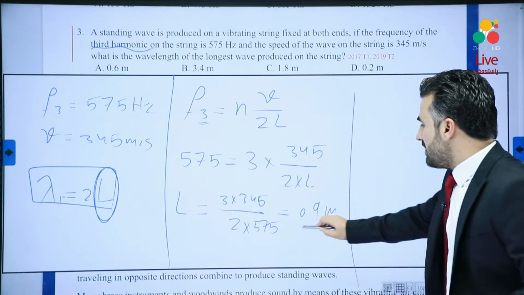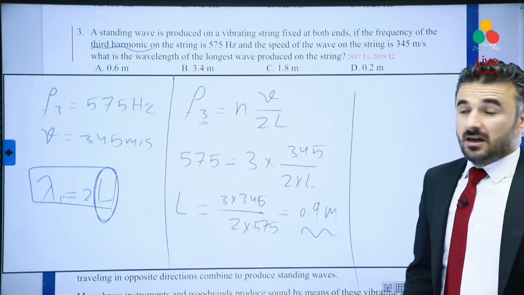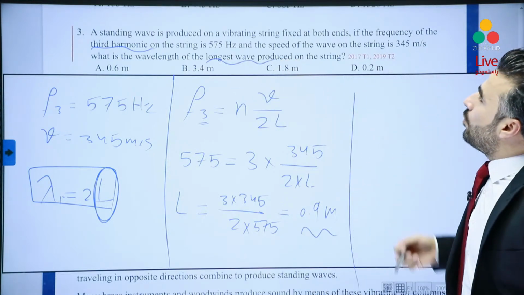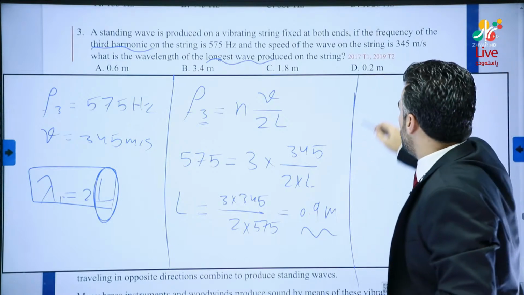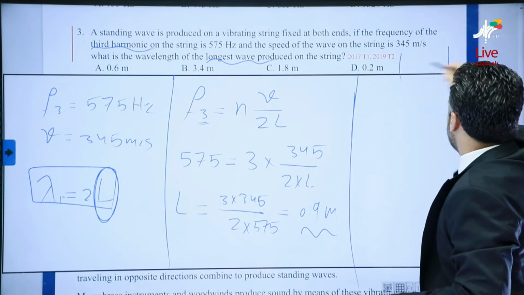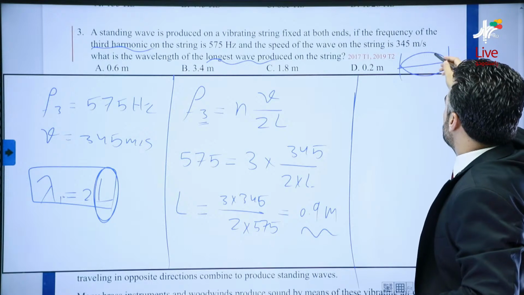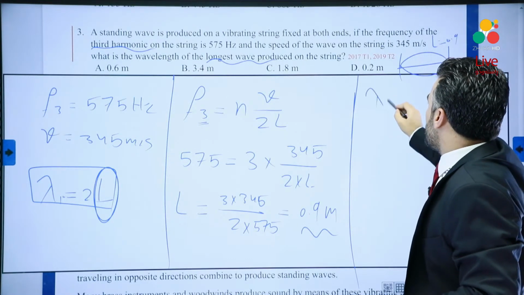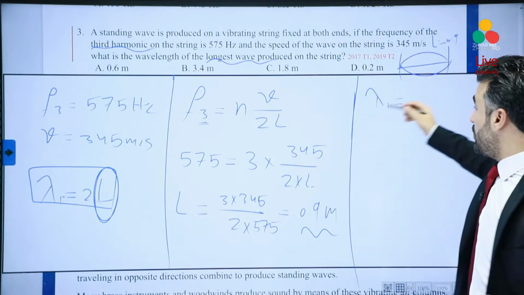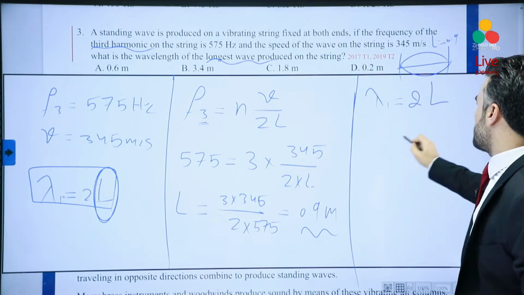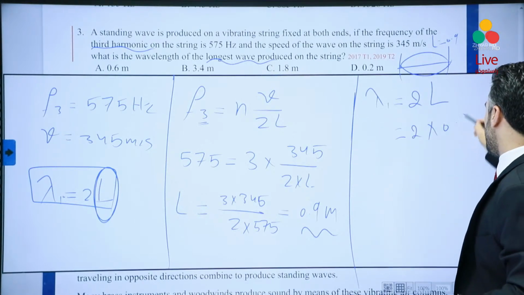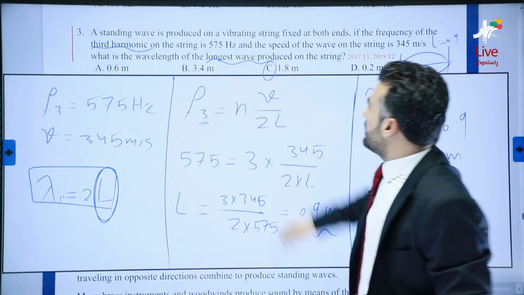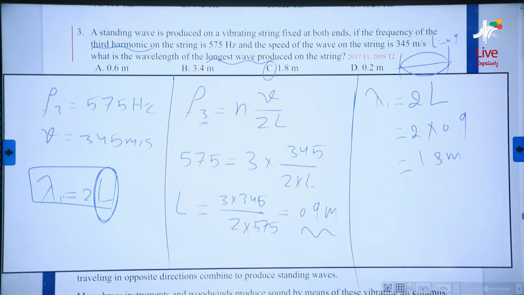But remember, that is just the length of the string here. The question says, find the longest wave produced. So of course the longest wave produced is when the string is like this, here's the vibration of the standing wave, yeah? So we found the length, which is 0.9, but remember, the maximum wavelength equals 2 times the length. So 2 times 0.9 meter, and of course that is 1.8 meter. So which one of the options is this? That is option C in this case. Okay, so this is how it is done.